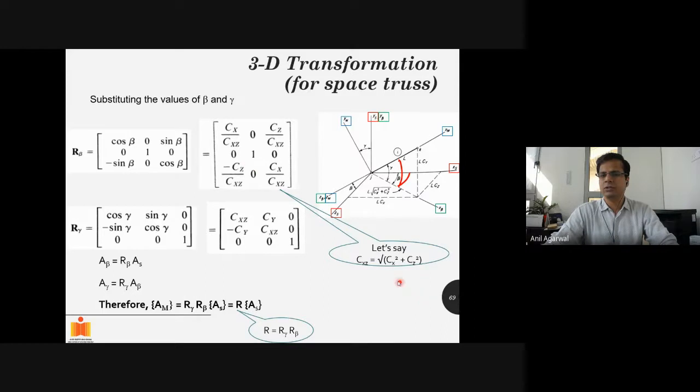But when we use these, we introduce these denominators, which is CXZ, the square root of Cx square plus Cz square, right?